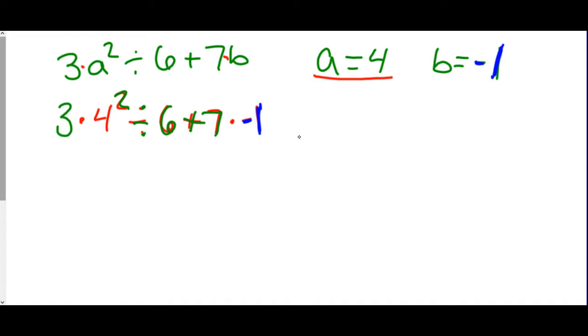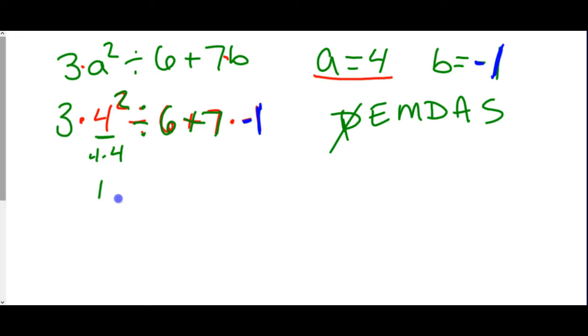So now we follow our order of operations again. We look for parentheses first. This problem doesn't have any parentheses. So then we move on to exponents. We have 4 squared. That's saying take the base number 4 and multiply it by itself 2 times. That gives me 16. That's the only exponent, so I bring everything else down.